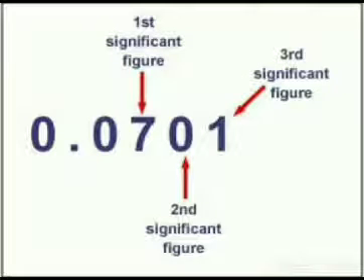How many significant figures are present in the number 0.0701? 7 and 1 are non-zero digits, therefore both are significant. Now the 0 which is placed between 7 and 1 is also significant. The other two zeros are not significant. Therefore, the total number of significant figures will be equal to 3. 7, 0 and 1 are the 3 significant figures.